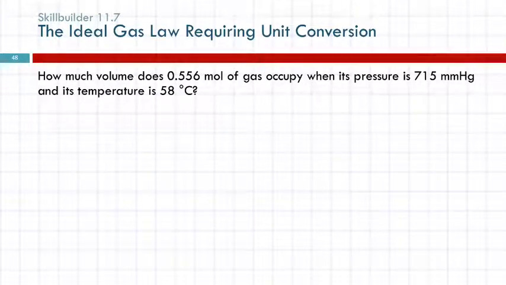How much volume does 0.556 moles of gas occupy when its pressure is 715 millimeters of mercury and its temperature is 58 degrees Celsius?